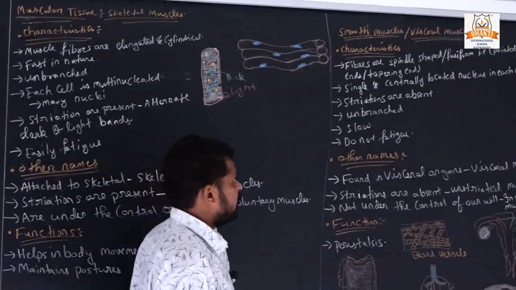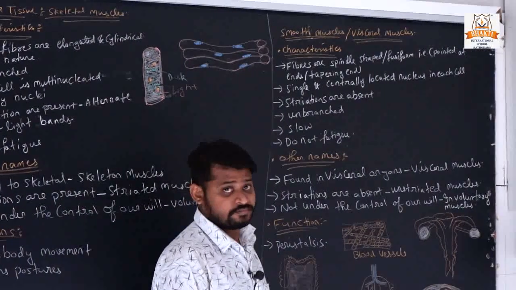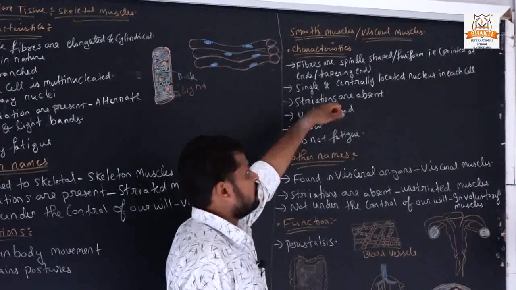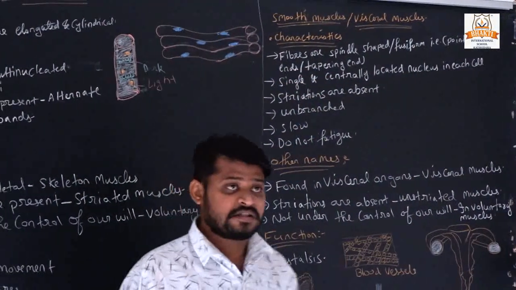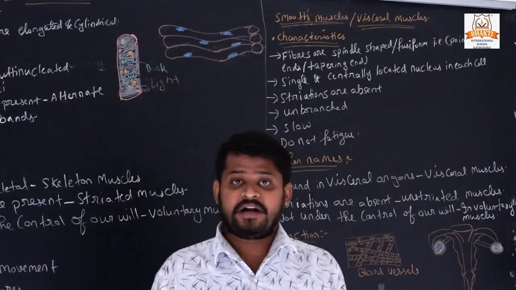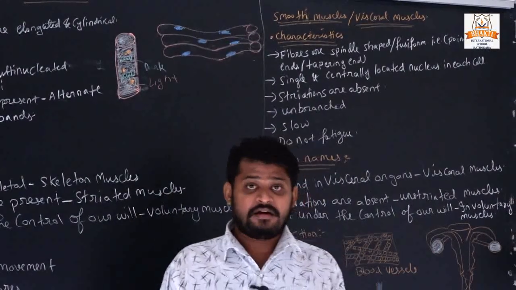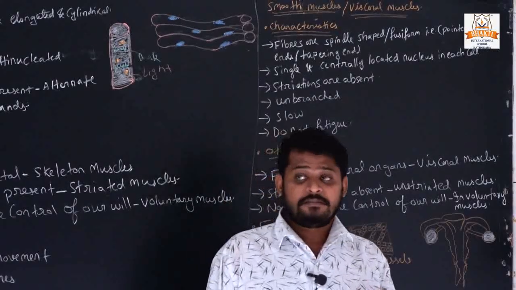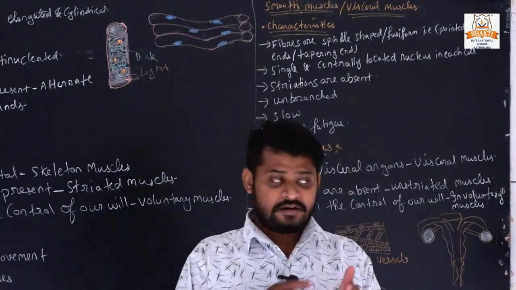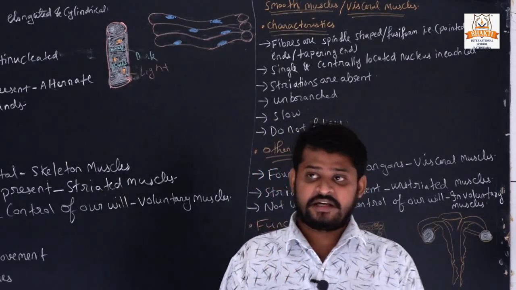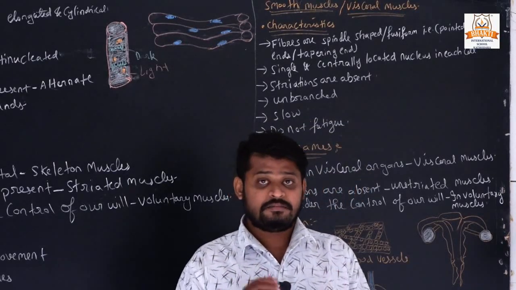Now the second type of muscle tissue is smooth muscle, also called visceral muscle. What is visceral? Means body parts where muscles are present, like in a football. I will give you an example, then you will understand what visceral muscles are.